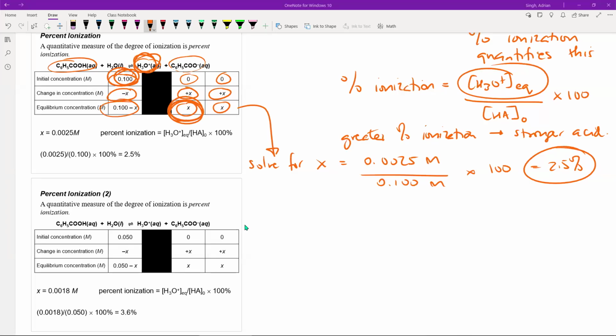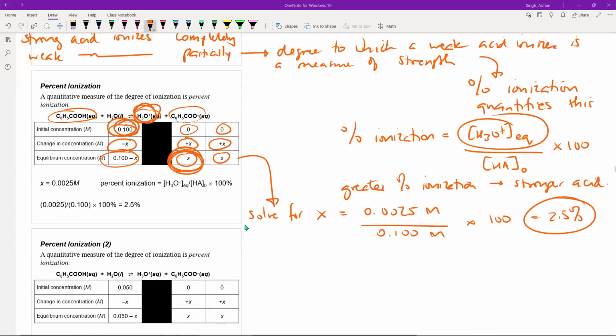Now, what would happen if, instead of starting with a 0.1 molar solution of the same acid that we had up here, we were to change the concentration from 0.1 to 0.05? So we're going from 0.1 down to 0.05. It's the same equilibrium system with benzoic acid, now with a different concentration.